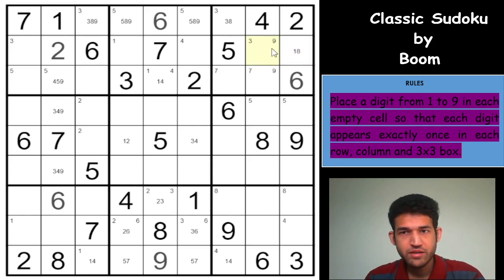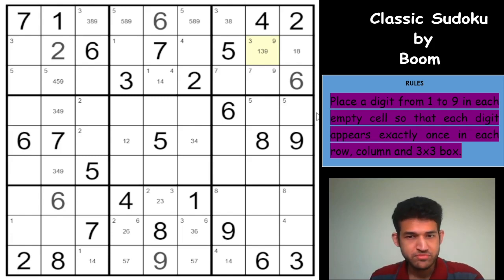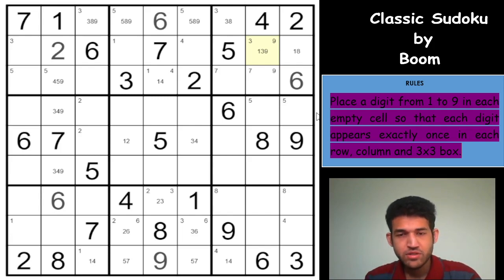And look at this cell. It can't be 2, 4, 5, 6. It cannot be 7 or 8. So this can only be 1, 3 and 9, right? Yes, this can be 1, 3 and 9. So I'm just making pencil marks at this point. I'm unable to see anything.